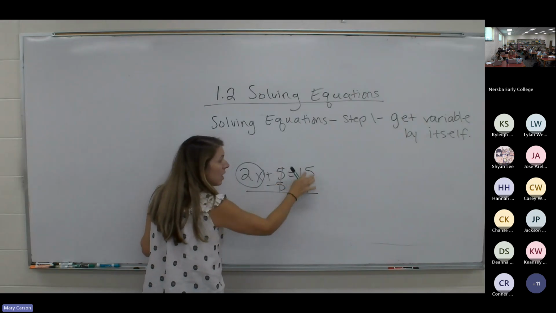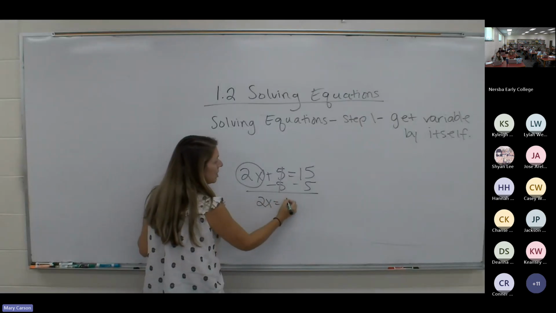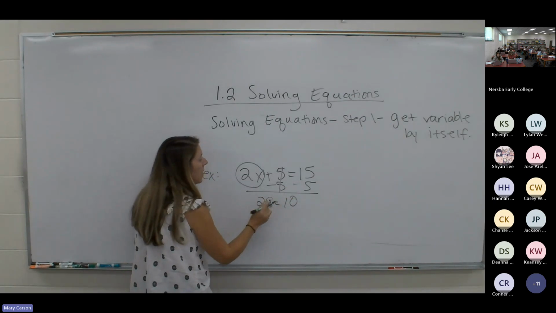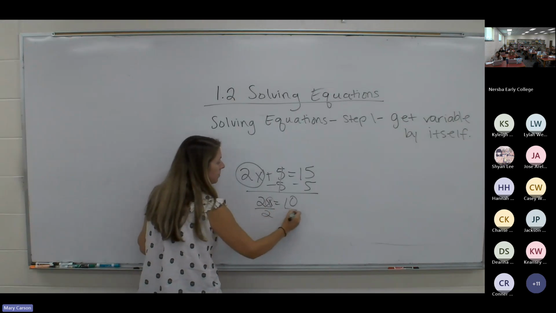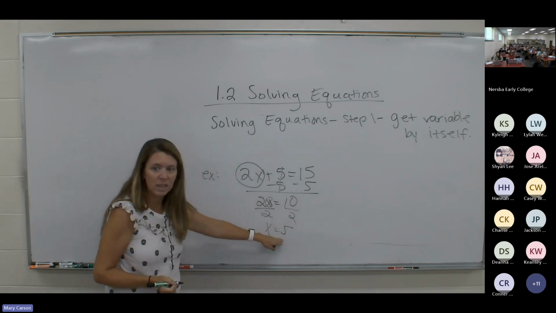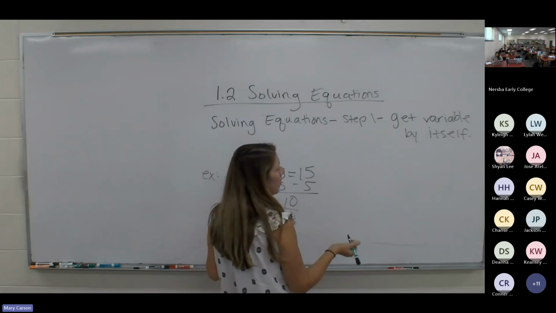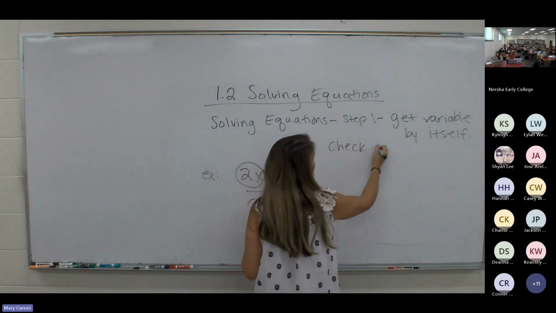And I can line these up because these are like terms. Okay, so I have 2x equals 10, and then the last step now is to get this by itself. These are being multiplied, so we do an inverse, and so we divide. The nice thing about these is you can take these and plug it back in. So step 1 is get the variable by itself, and then the last step would be to check your answer.